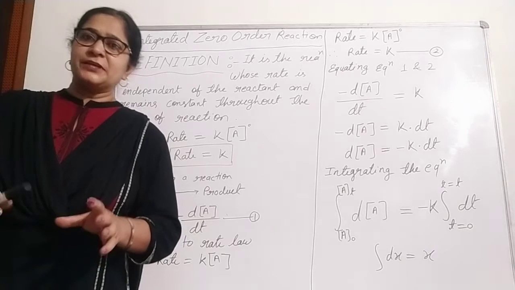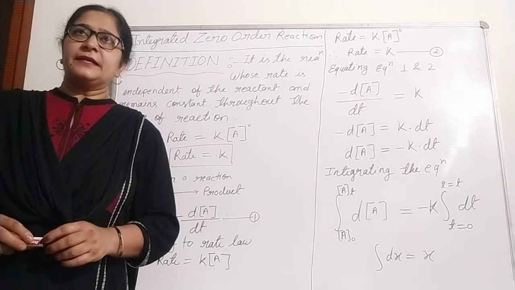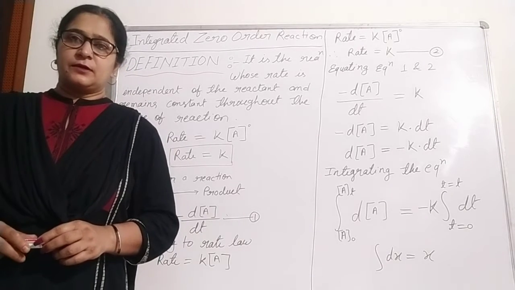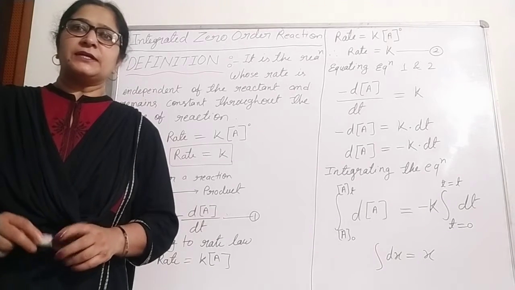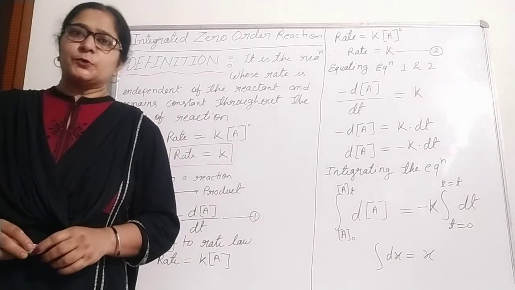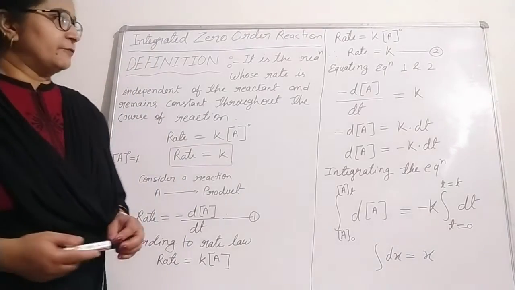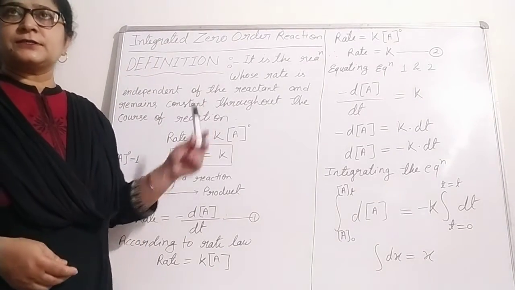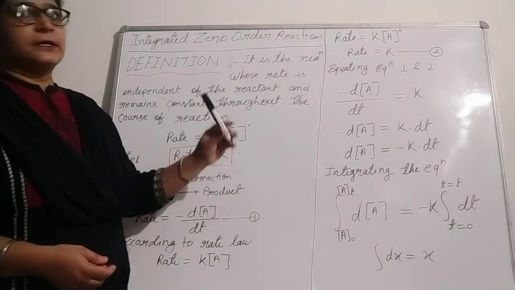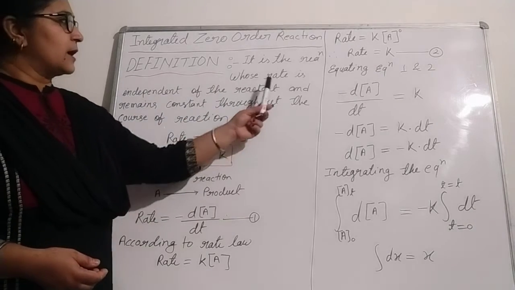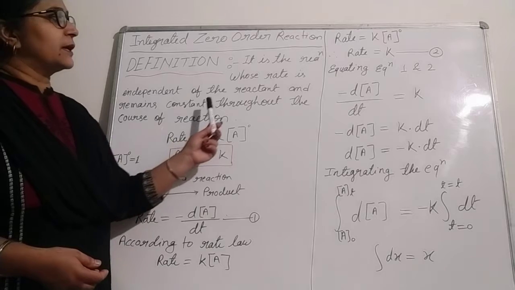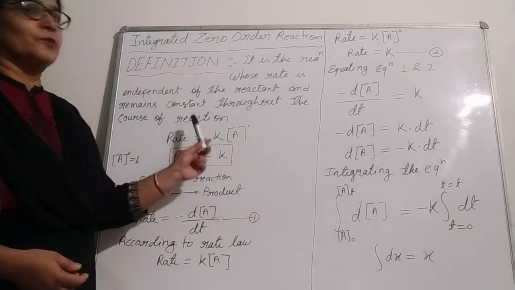Now our today's topic is the integrated zero order reaction. So first, the question that comes to our mind is, what is a zero order reaction? So students, let's see the definition for zero order reaction. It is the reaction whose rate is independent of the reactant and remains constant throughout the course of the reaction.